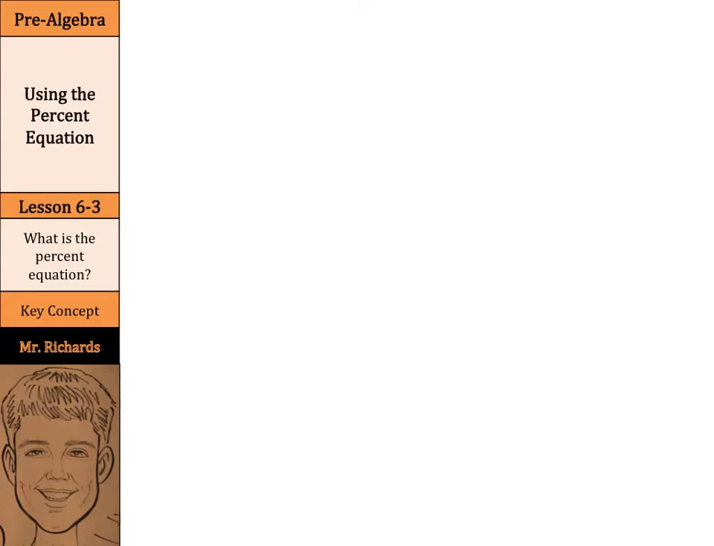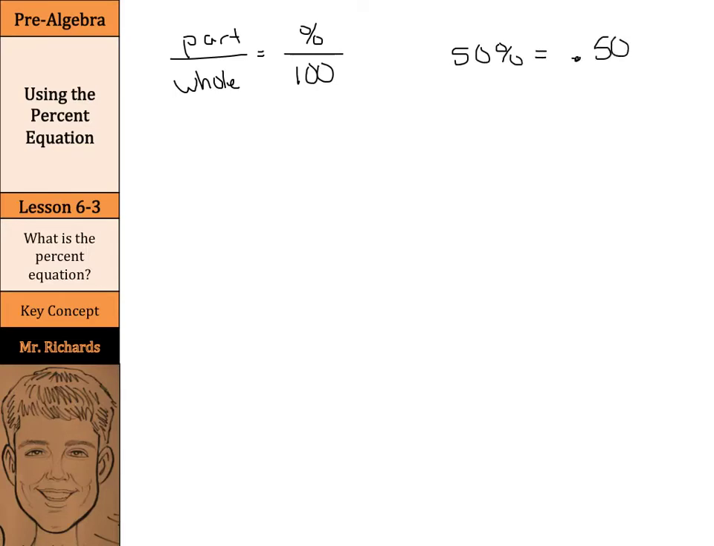Now, some of you may have already used the percent proportion. If we remember our percent proportion to solve questions, it was part over whole equals the percent as a whole number over 100. Now, if we really think about the percent over 100, say 50%, as a decimal, 50% is 0.5 or 0.50.